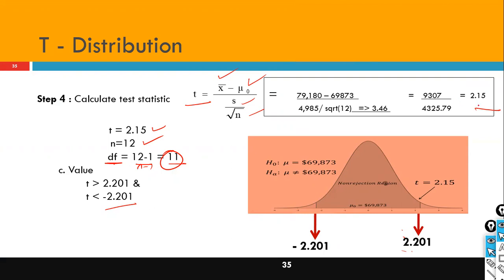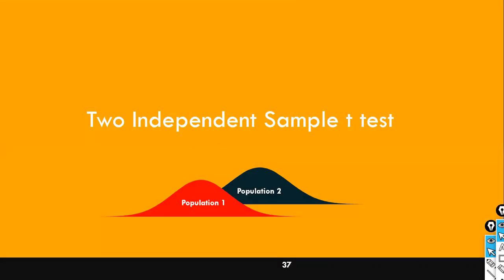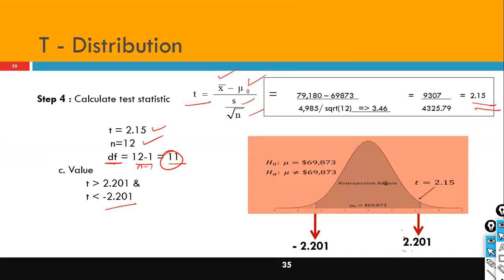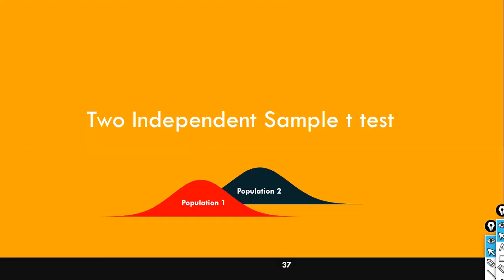And what is my t-value? t is 2.15. Is 2.15 greater than this value? No. Is it less than this value? No. Hence, it is not falling in the rejection region; it is falling in the non-rejection region. Hence, we conclude the current salary drawn by the lead developer and the salary drawn by the lead 6 years back was more or less the same, because we failed to reject the null hypothesis. So far, so good.